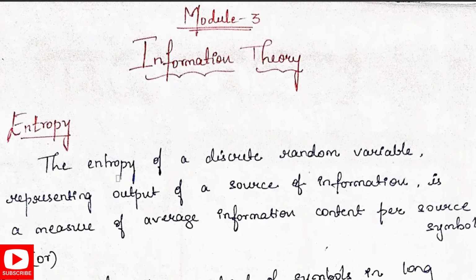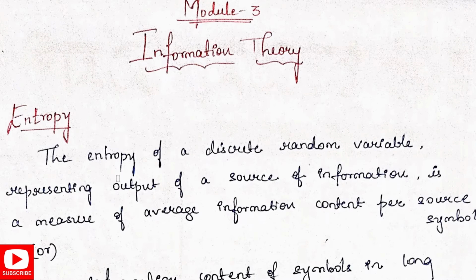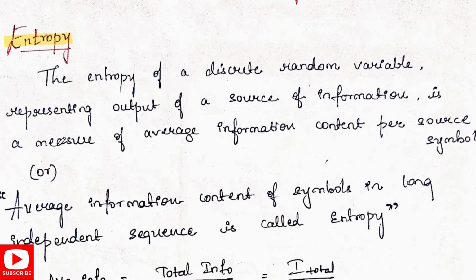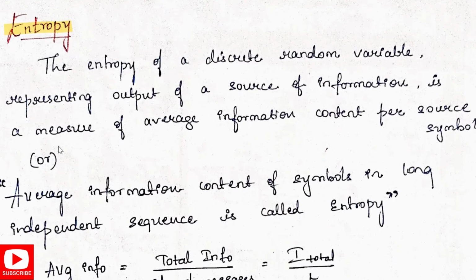Starting with the first part, that is entropy. The entropy of a discrete random variable represents the output of the source information. It is a measure of the average information content per source symbol. So this is what entropy is. To write a neat definition, you can also write it as: the average information content of the symbols in long independent sequences is called entropy.